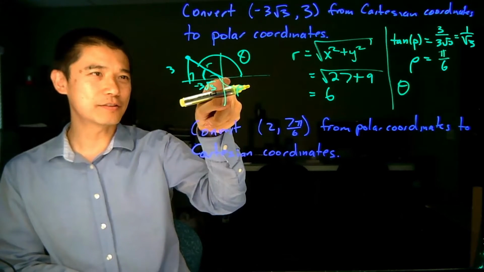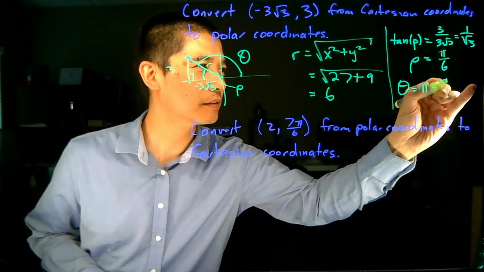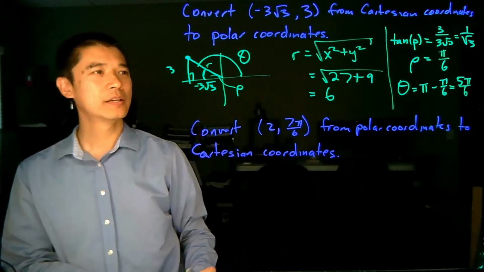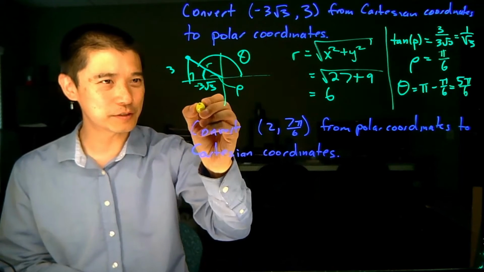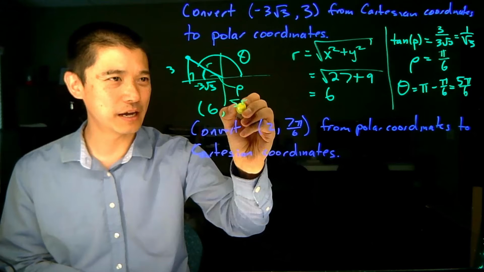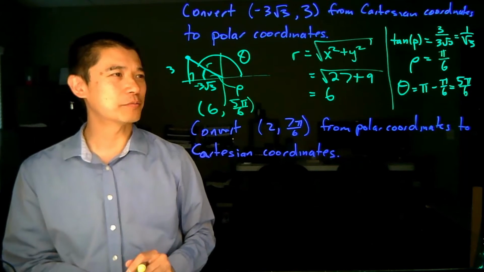Well, theta is going to be pi minus pi over 6, which is going to be 5 pi over 6. And so in polar coordinates, this point has an r value of 6 and an angle of 5 pi over 6. And so that's how we get the first one.